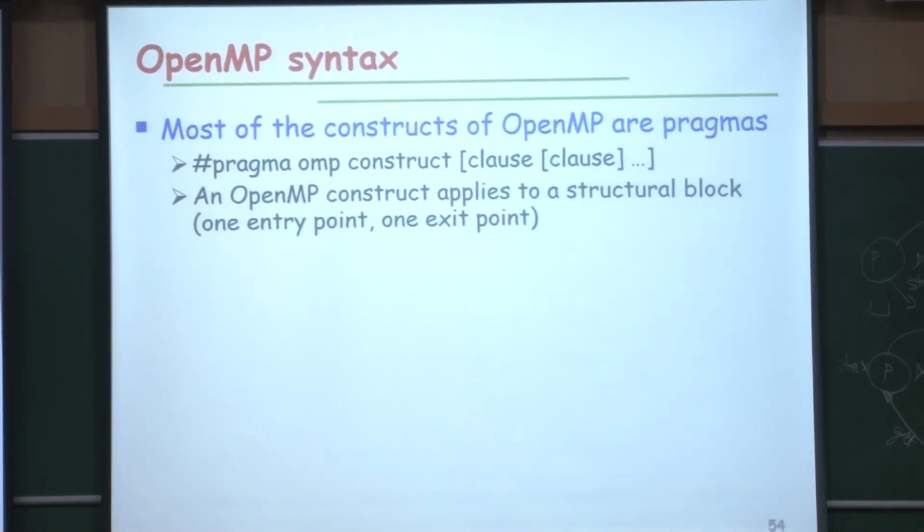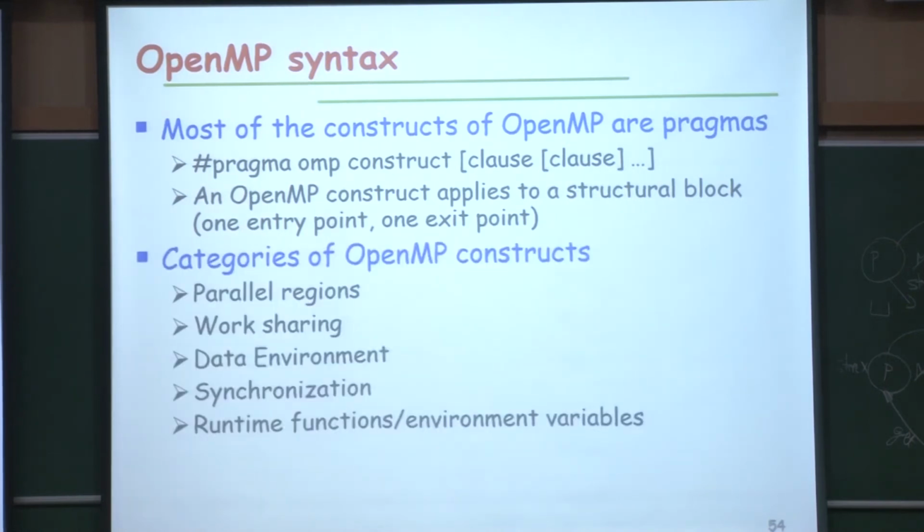So, as I mentioned earlier, most of these commands are pragmas, and it is typically written in this form: hash pragma OMP something, and it can have optional clauses added to that. Then this construct applies to a structured block, which is what you see in your C or C++ program, one with curly braces, or the single statement below that. There are 5 different categories of OMP constructs.